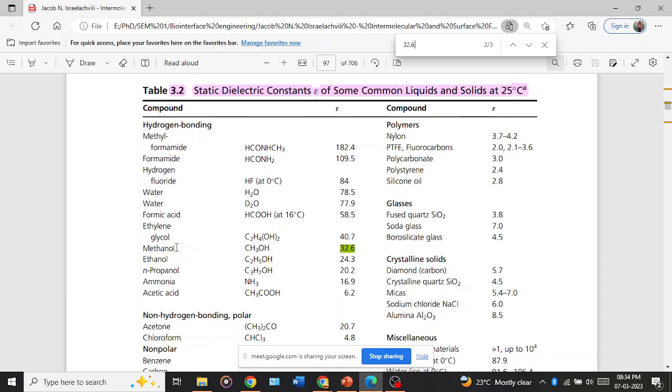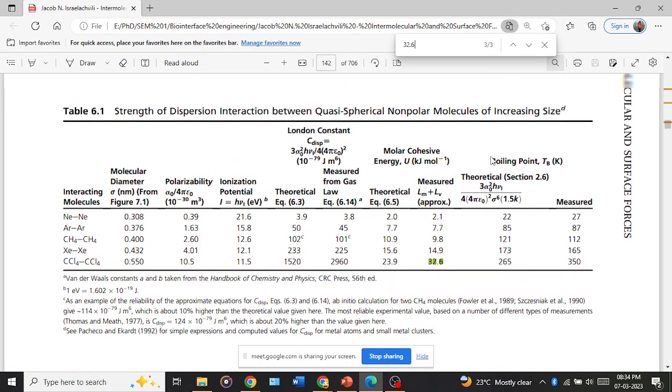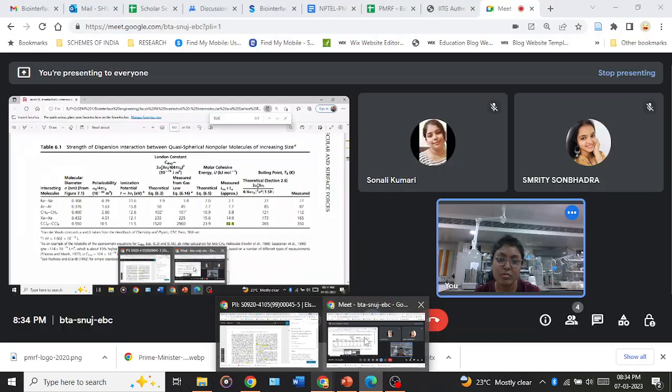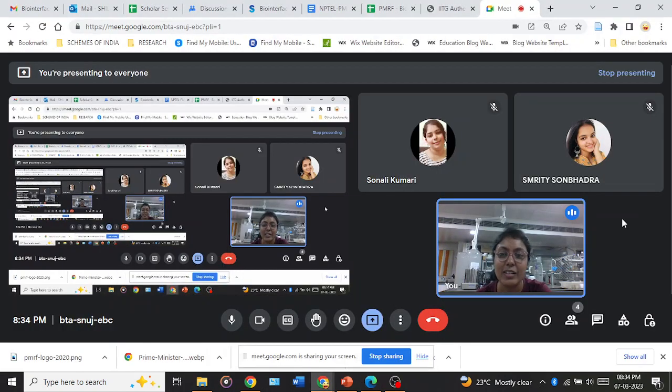So for methanol, we had the question which was asked. The epsilon value was around 32.6. Similarly, you can find other tables which may be quite useful for you. I think it should be made mandatory. If you don't have the book, it will be very difficult for you to learn this subject. So I would strongly recommend you to download the book and study from the book.